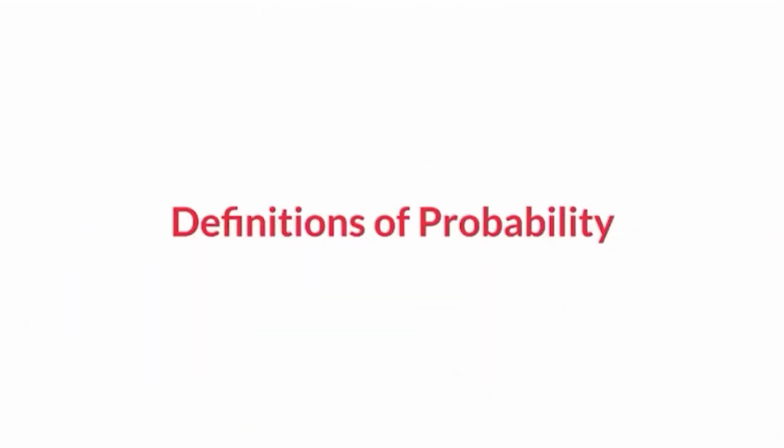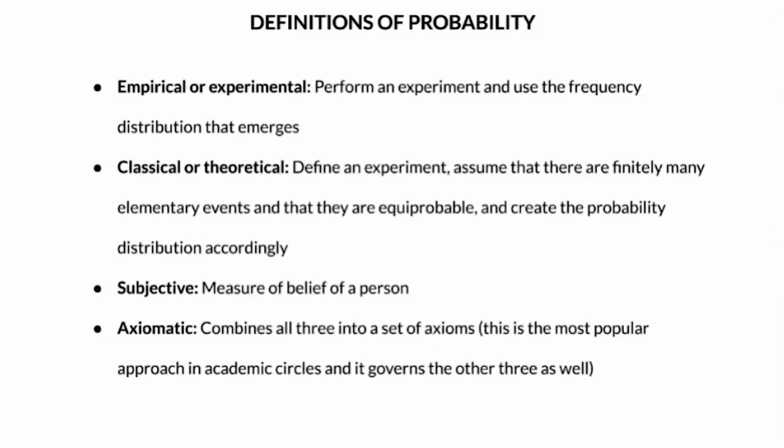Now, before we move further, we will look at definitions of probability. Probability itself is not the most easily interpretable thing. Probability is a very enigmatic thing. So many people have tried to define it in many ways. There are 4 very common types of definitions of probability followed all around the world. The first is the empirical or the experimental.